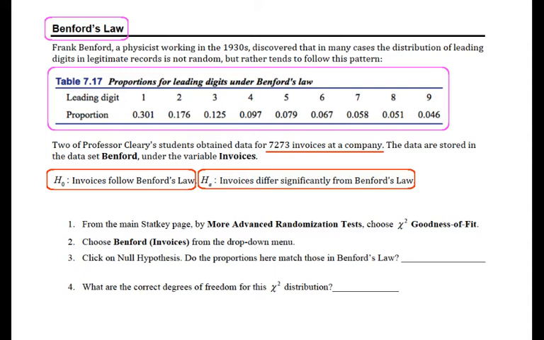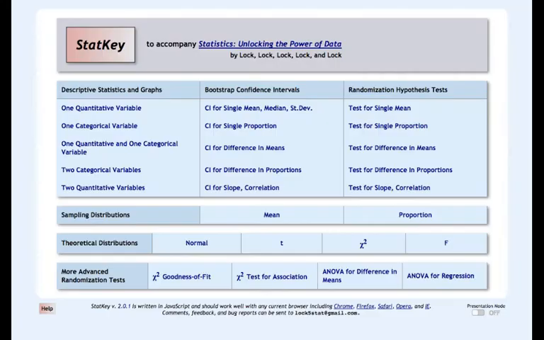We're going to look at the data set Benford and with the variable invoices, but note that in StatKey, this is actually in the drop-down data menu. And the nice thing about taking it from the drop-down data menu instead of uploading the file is that the null hypothesis is also already written in for us. So we're going to StatKey now.